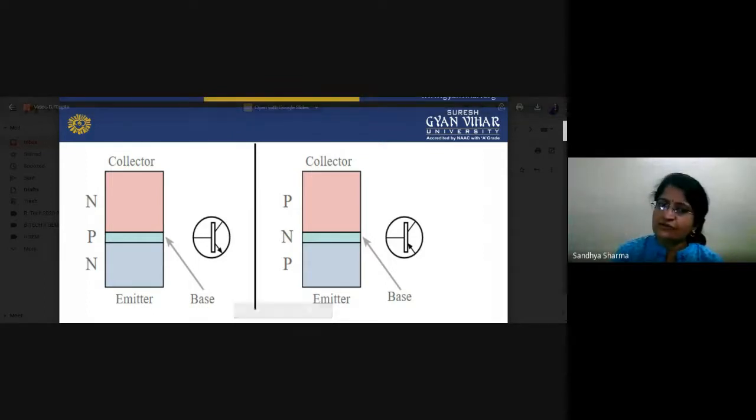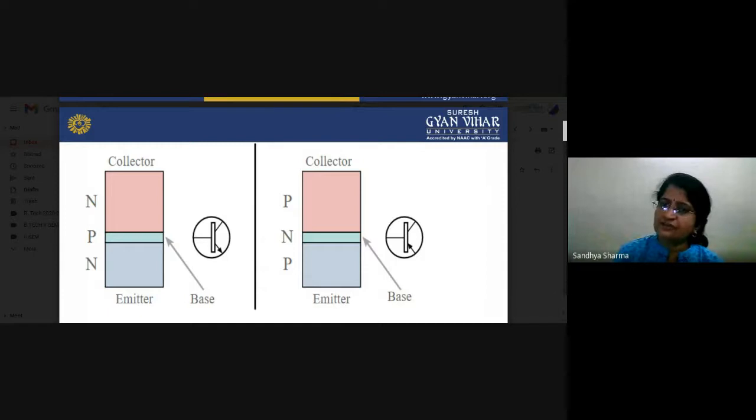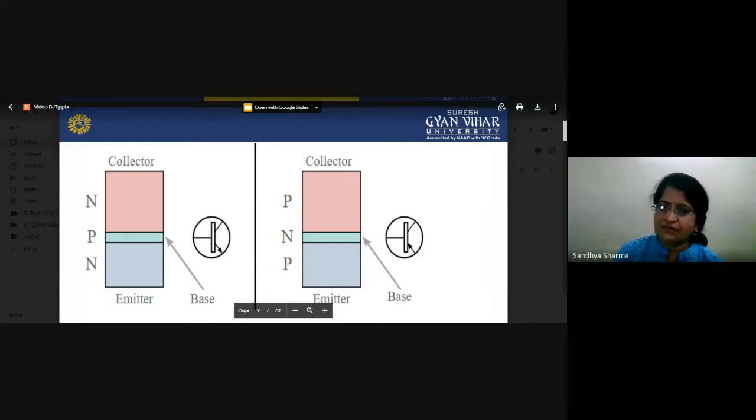So now what will happen here? Here is the direction of current, and this is also. So these arrows will show the direction of your current. This is basically the symbol of our PNP and NPN transistor.